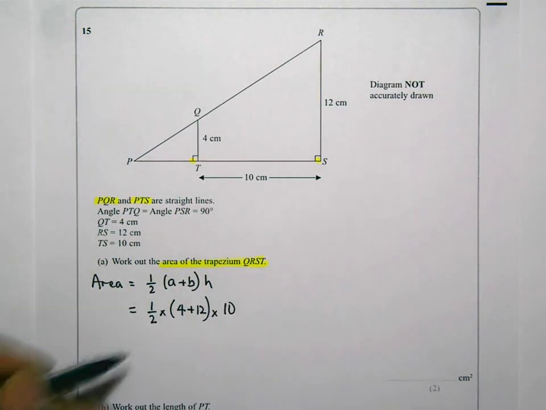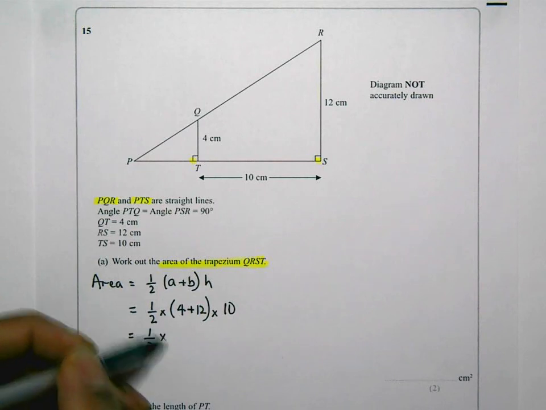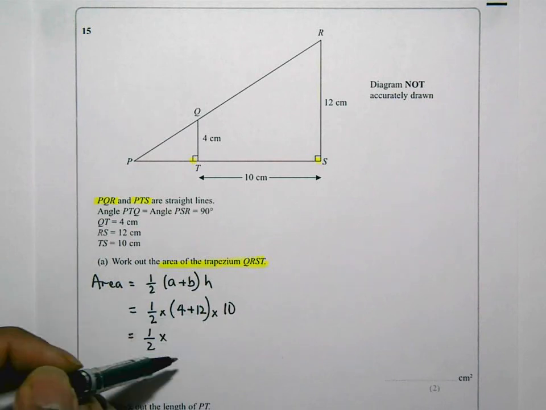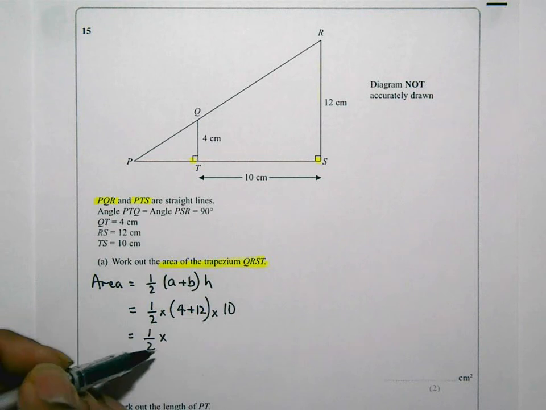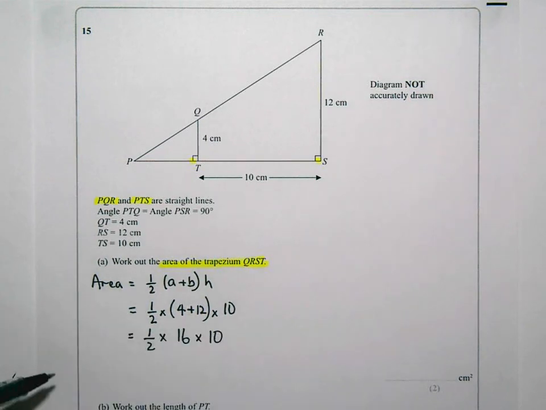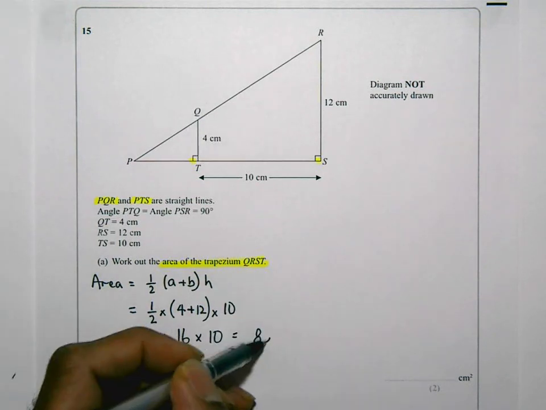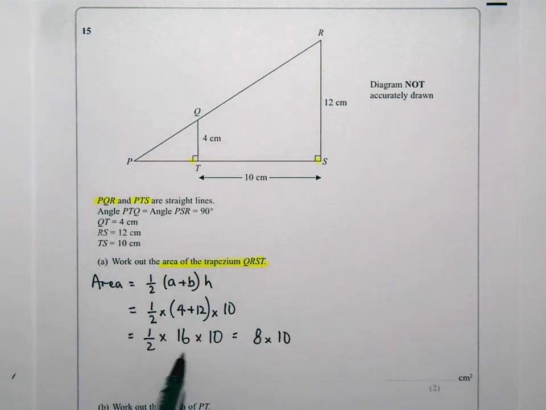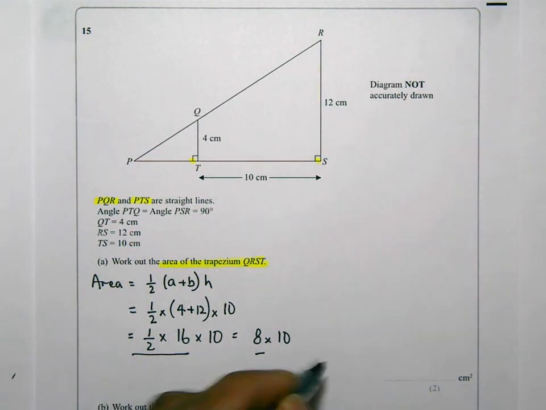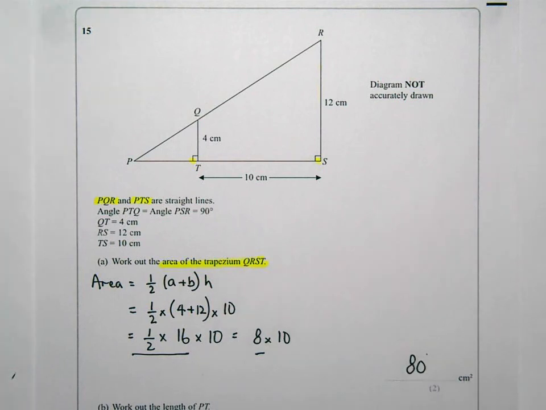So I now need to work this out. I'm going to do the brackets first. 4 add 12 is 16, and then I'm going to times by 10. A half of 16 is 8. 8 times 10. So I've just worked out a half of 16, and I've got 8 for that. 8 times 10 is 80. 80 centimeters squared is my final result for this question.